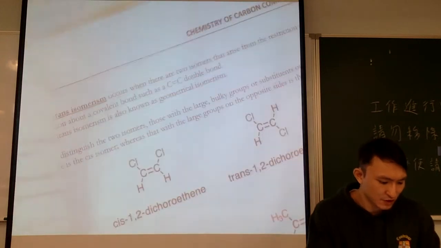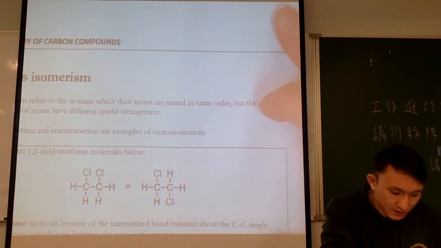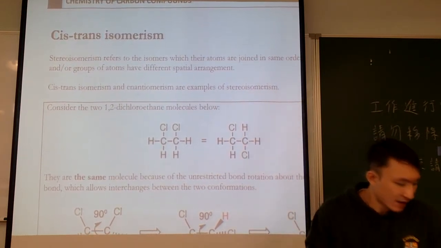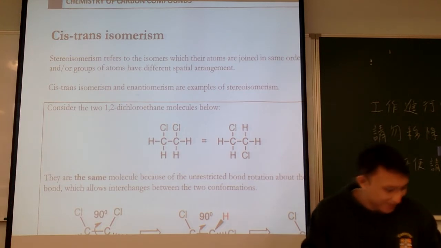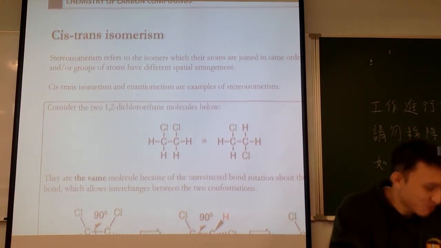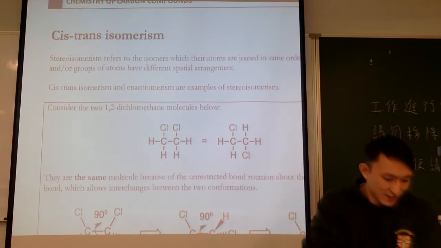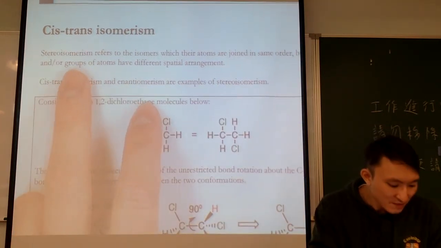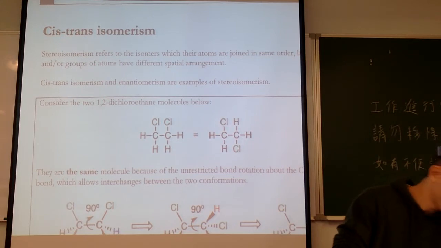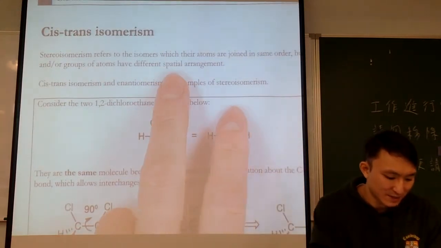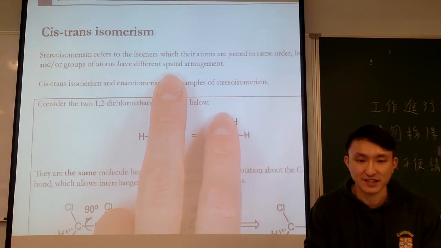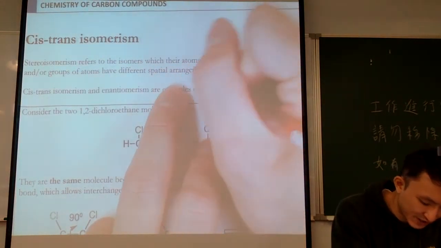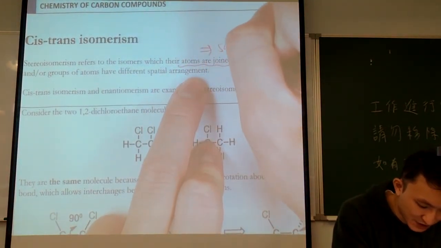Now let's move on to stereoisomerism. Okay. So here, this is the part that could be quite problematic when teaching. Anyway, I'll try my best. First of all, stereoisomerism refers to the spatial arrangement. In this case, the isomers have the same structure, meaning their atoms are joined in the same order.